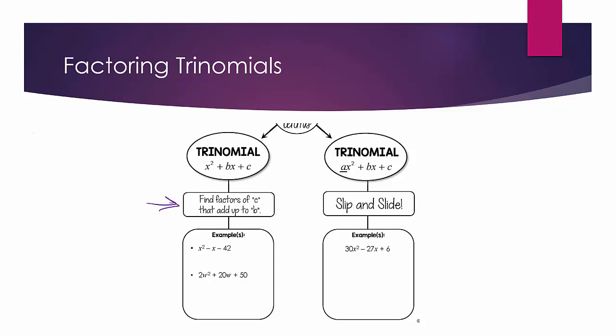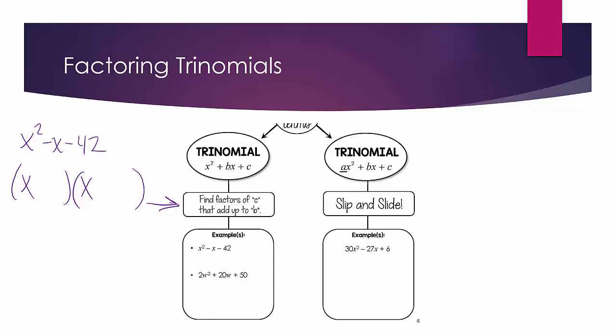So we have x squared minus x minus 42. We're going to break it down into two binomials multiplied to each other, okay? We're going to reverse distribute this. So we need to find factors of c that add up to b.